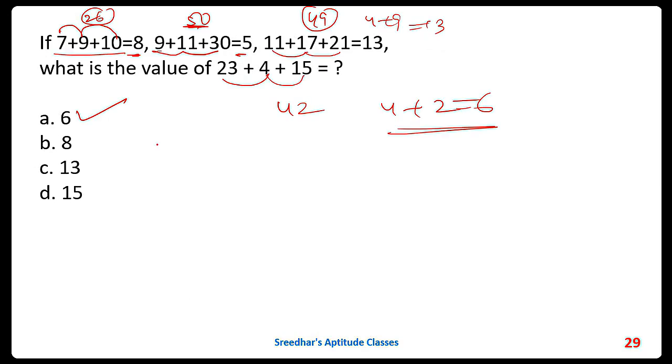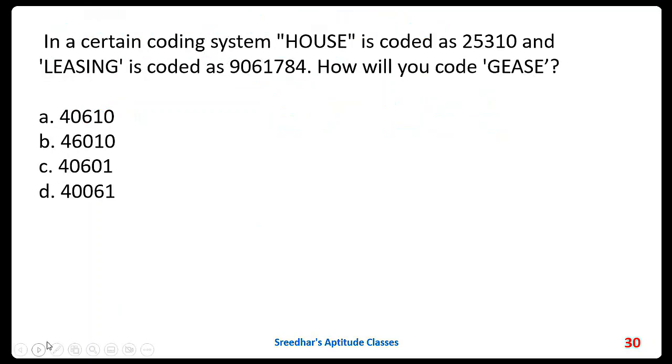Shivanagasai is asking me to repeat the previous one. Okay, Shivanagasai, here we are just adding the numbers. On adding, we get a particular result. In that, adding the digits gives us the code. 7 plus 9 plus 10, 26. 2 plus 6, 8. 9 plus 11 plus 30, 50. 5 plus 0, 5. Similarly, adding all these gives 49, 4 plus 9, 13. Now in this, adding all the numbers is 42. So 4 plus 2, 6. Right. Next question from coding decoding.